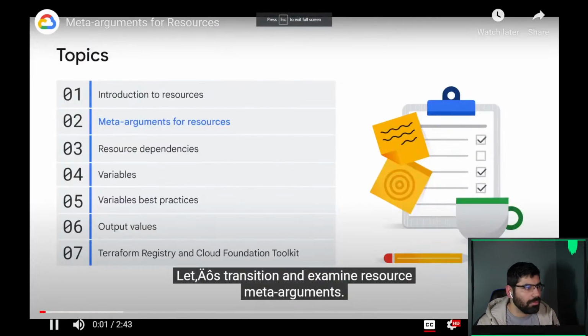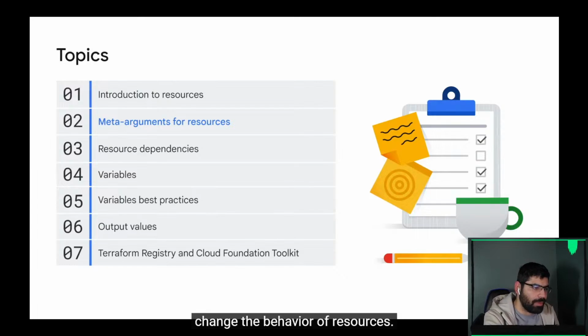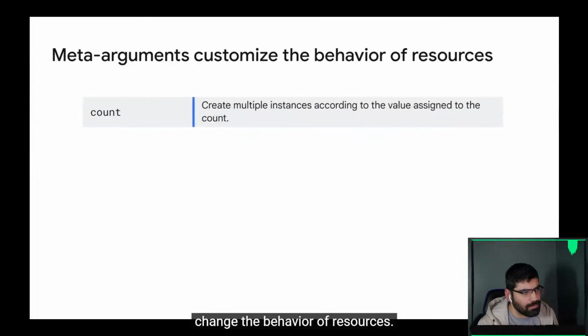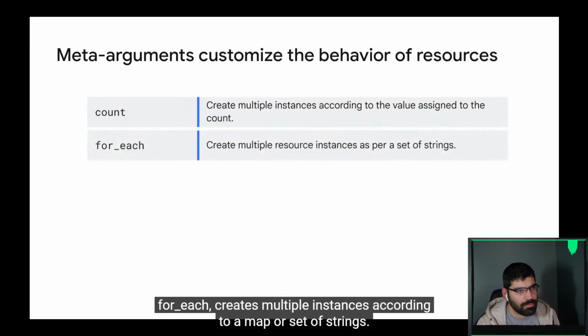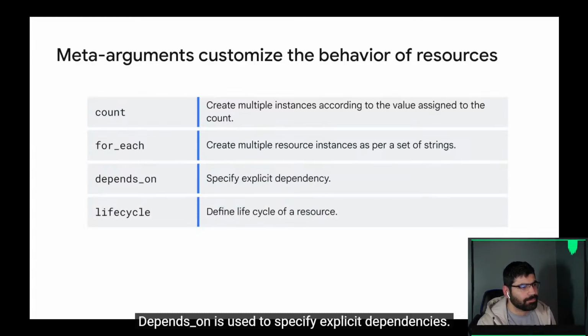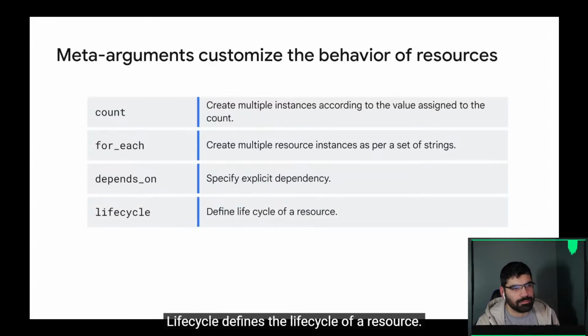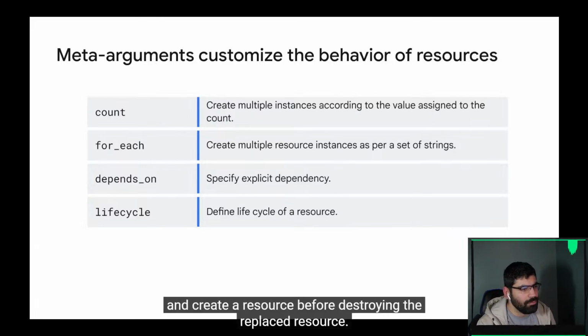Let's transition and examine resource meta-arguments. The Terraform language defines several meta-arguments, which can be used with any resource type to change the behavior of the resources. Count creates multiple instances depending on the value you define. For each creates multiple instances according to a map or set of strings. Depends on is used to specify explicit dependencies. Lifecycle defines the lifecycle of a resource. With the lifecycle argument, you can prevent the destruction of a resource for compliance purposes and create a resource before destroying the replaced resource.